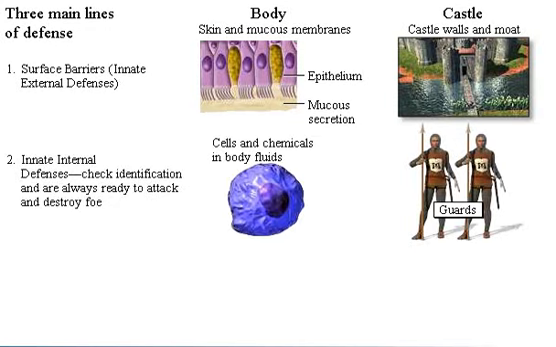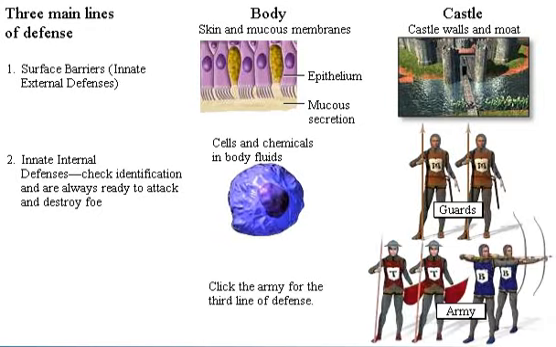The second line of defense in a castle consists of the guards who check everyone they encounter to determine if they are friend or foe. The body has similar defenses, cells and chemicals in body fluids that are always on the ready to attack and destroy anything they identify as foe. These defenses are called the innate internal defenses. Click the army to see the third line of defense.